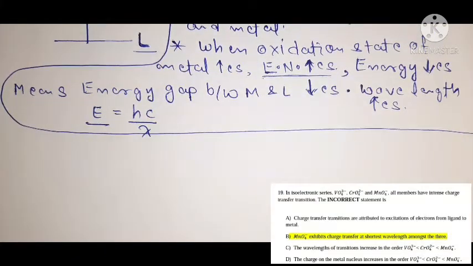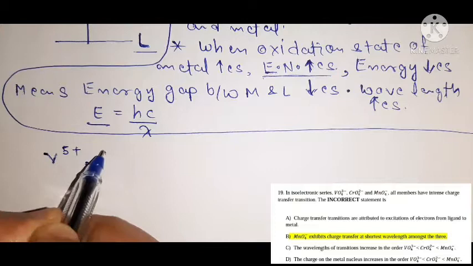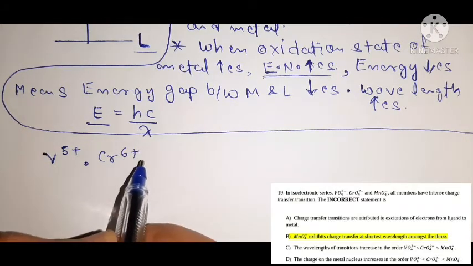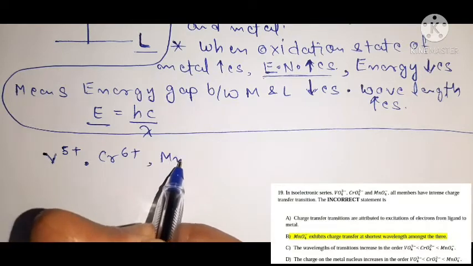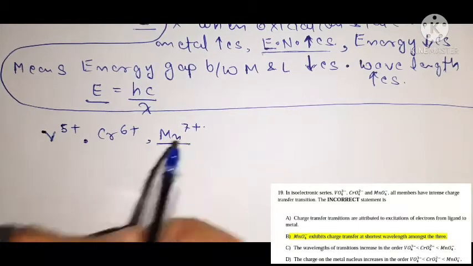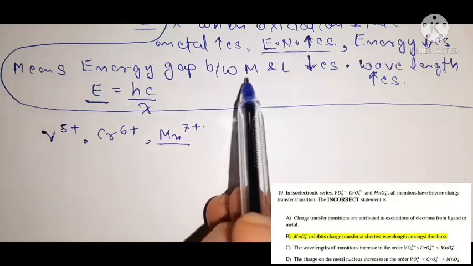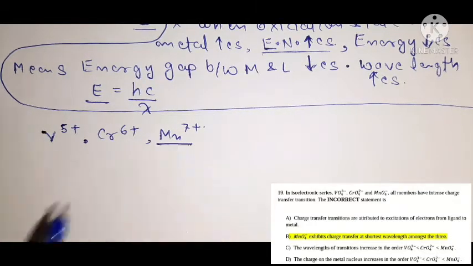Now when you compare the energy gap of the given species, that means V5+, Cr6+ and Mn7+. The highest oxidation state is present in manganese, 7 plus, and we know that when the oxidation state increases, the energy gap between metal and ligand decreases. So the complex containing the highest oxidation state metal has the least energy gap between the orbitals of metal and ligands.